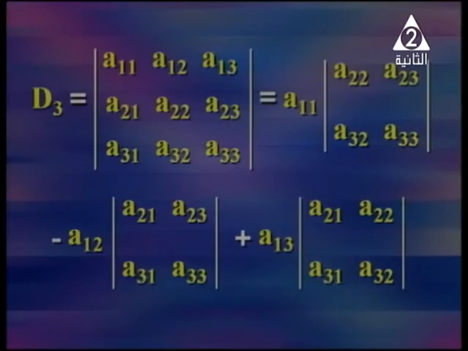Remember, dear student, each element has a cofactor determinant. A11 is the element in the first row and the first column and has a determinant. We multiply by its determinant A22, A23, A32, A33.